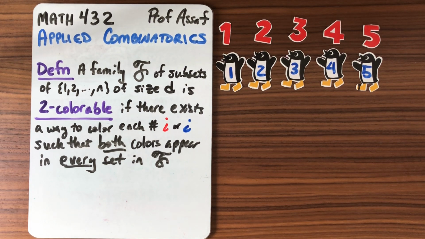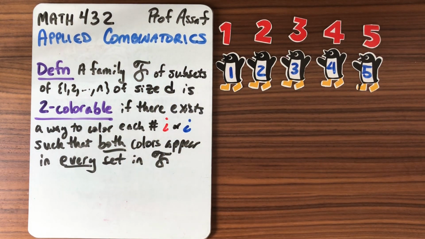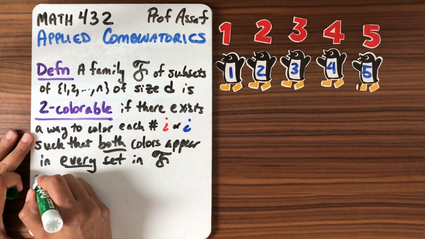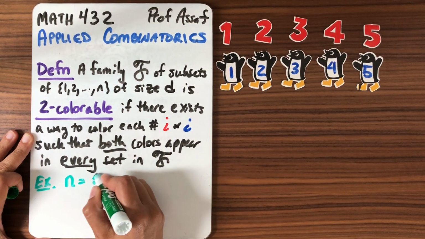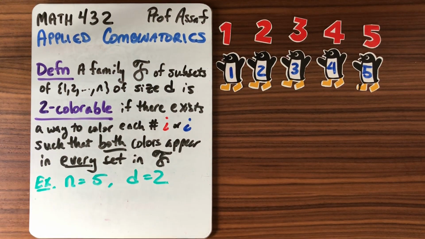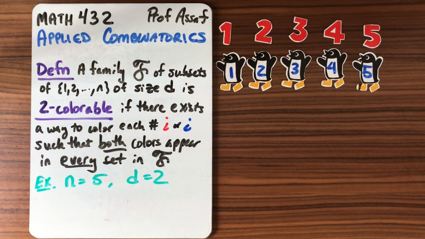So here's the definition. Suppose you have a family F of subsets of the numbers 1 up to n of size d. Let's do an example as we go through this definition. So here I have the numbers 1 up to 5. For my example, I'm going to let n equal 5, and I'm going to take d to be something nice and simple, which will just be 2. So I'm looking at 2 element subsets of the numbers 1 up to 5, and I'm looking at a family of those, so I can take a collection of them.